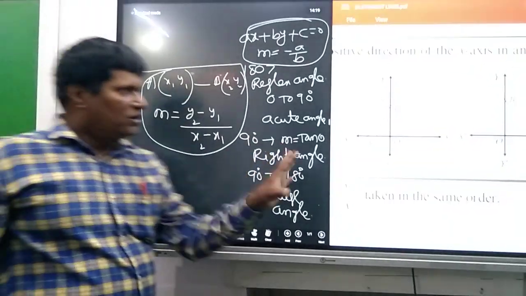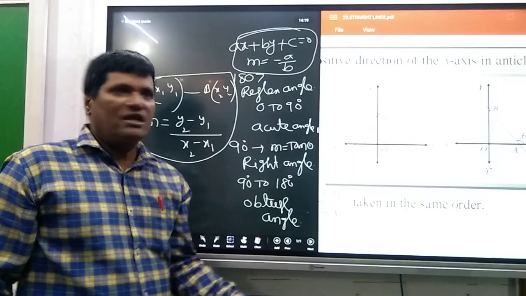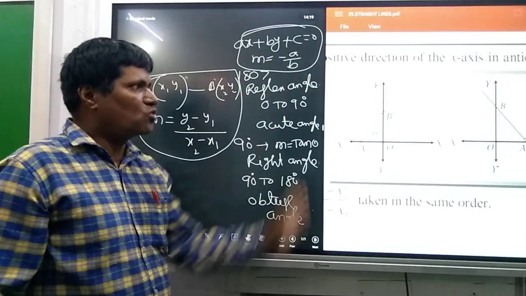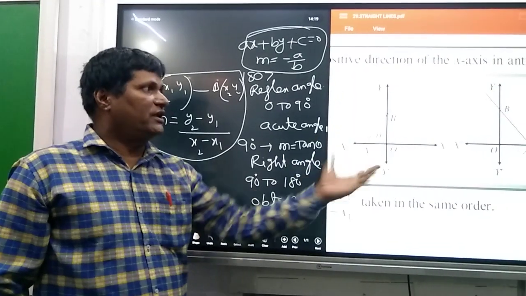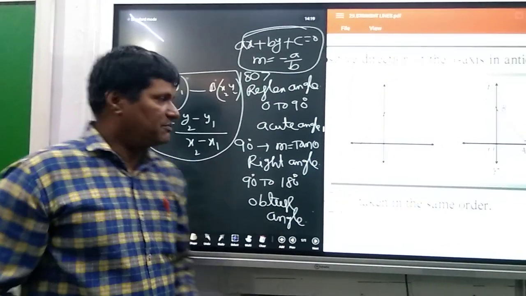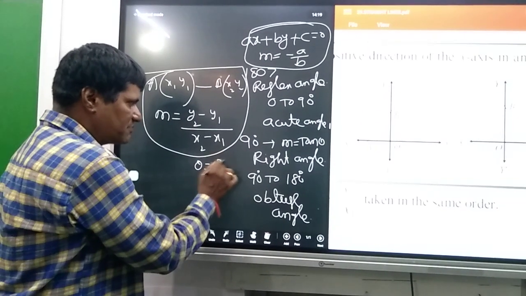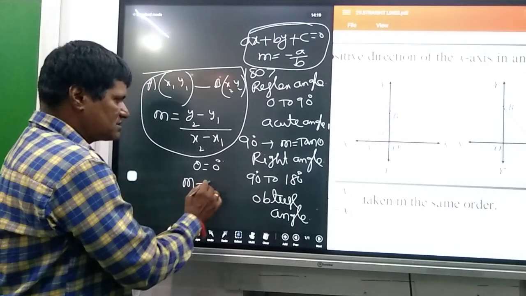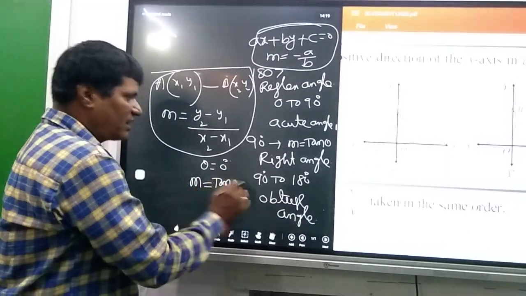So whenever you are going to do the slope, first of all take the x and y axes. What is the slope of the x-axis? That is 0. The slope of the y-axis is infinity. How can we determine that? If you take m equal to tan theta, substitute theta equal to 0 degrees. What is the slope of the x-axis? m equal to tan 0, that is 0 only. The slope of the x-axis is 0.